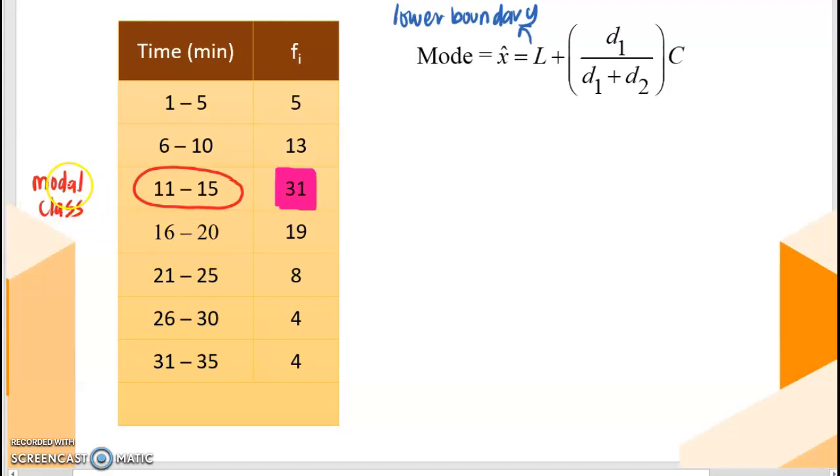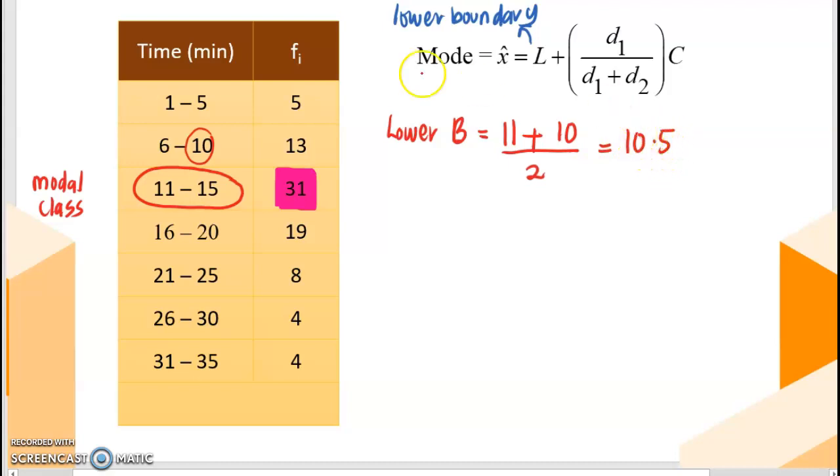Okay, from the modal class, we can find the lower boundary. So lower boundary for modal class will be, we are going to take 11 plus the upper boundary from the class before, here 10, and then divided by 2. So we get 10.5 will be the lower boundary.